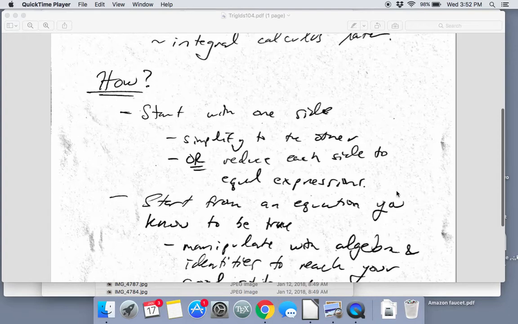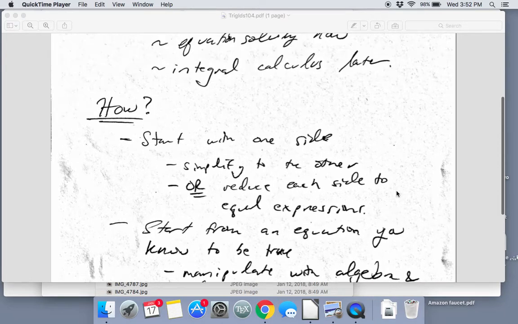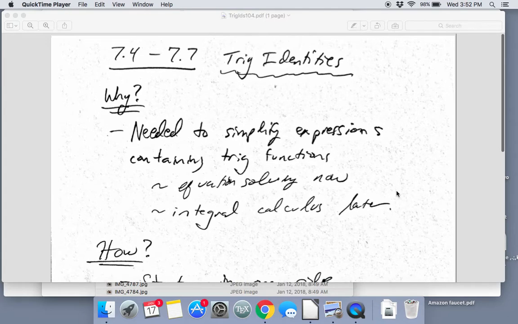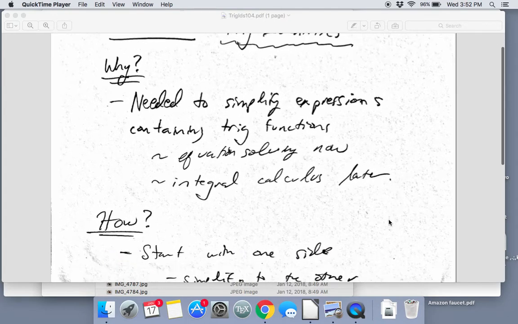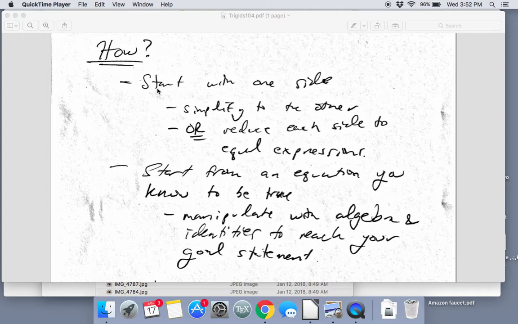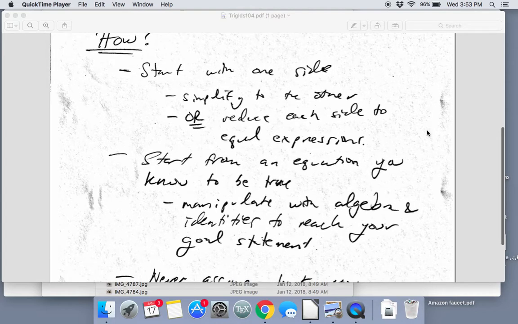Now, how you prove them, that's a different thing. If this were an on-campus, in-class kind of class, we would spend a little bit more time worrying about how to prove them. But basically, there are a couple of different ways. The typical way is you start with one side of the thing that you want to prove and simplify to the other side. When that doesn't work, what you can do is start with one side and simplify it, and then start with the other side and simplify it down to an equal expression. So you do the two sides independently to equal expressions. That's the one-side approach, which is really common.